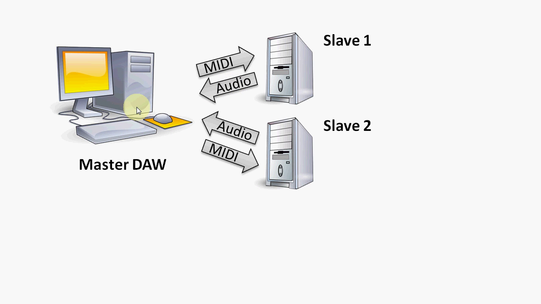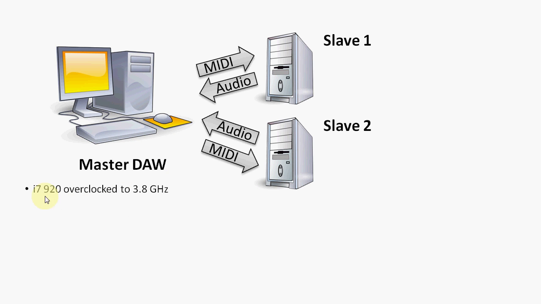So the master DAW not only keeps track of the score, but it also does all the processing on the audio streams coming from the virtual orchestra. So it applies things like equalization, reverb, and other audio effects to sell the illusion that this trio of computers is actually an entire orchestra playing the music contained on the master DAW.